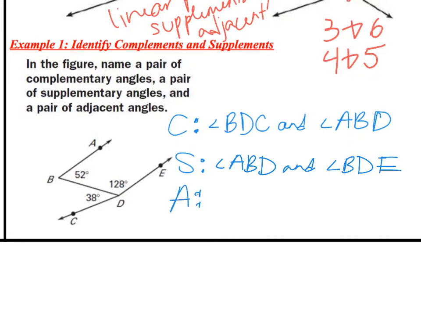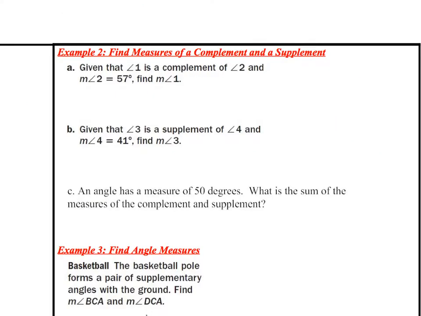Remember, adjacent just means side by side. They share the vertex and the side. They have to share the vertex, so remember that, not just the side. So I'll let someone raise their hand on this one. What is adjacent? Gannon? CDB and BDE. You guys are doing a good job remembering that the vertex has to go in the middle when we name angles.